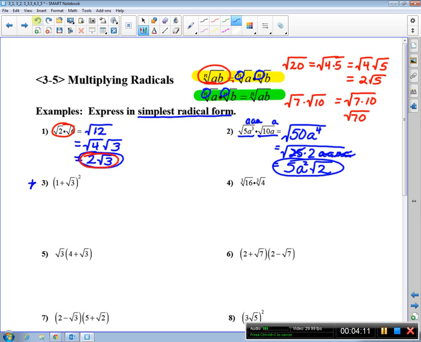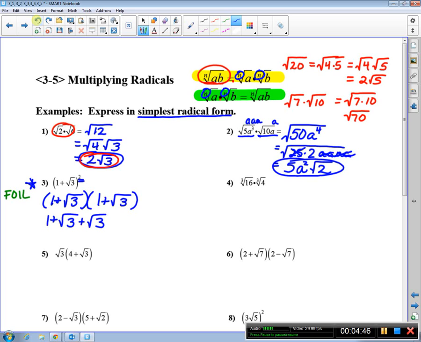Question number 3 is a little bit different because I have a binomial. I have 2 terms raised to the 2nd power. So this means I need 2 of these multiplied together. And here we're going to end up foiling. So let's do it in that order. The firsts are 1 times 1. The outers are 1 times the square root of 3. The inners are 1 times the square root of 3.